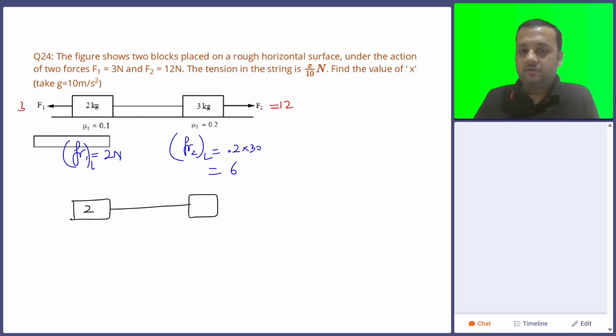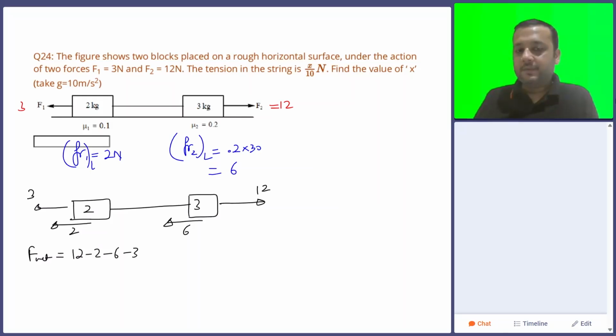And if you see, we can say that while the system will be moving, this friction of 6 Newton will act towards left, this friction of 2 Newton will act towards left, and 3 Newton will act towards left, whereas this 12 Newton will act towards right. So what will be the net force? Net force will be 12 minus 2 minus 6 minus 3, which will become 1 Newton. Hence what will be the acceleration of the system? Force upon mass, which is 5 kg. That means 0.2 meter per second square is the acceleration of the system.